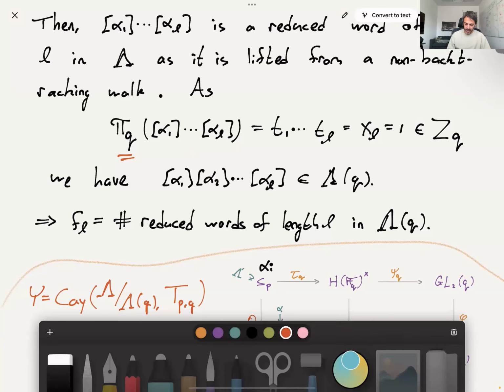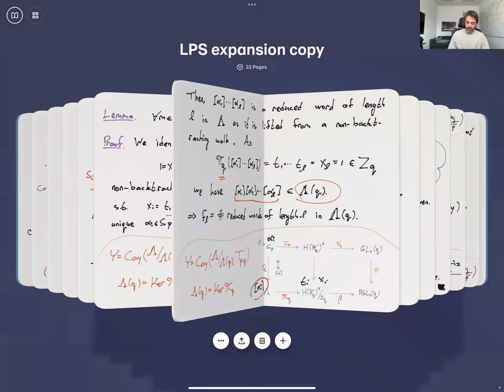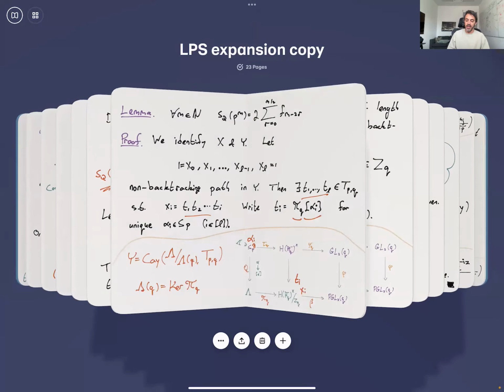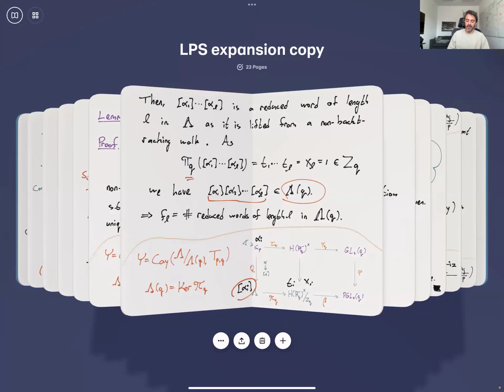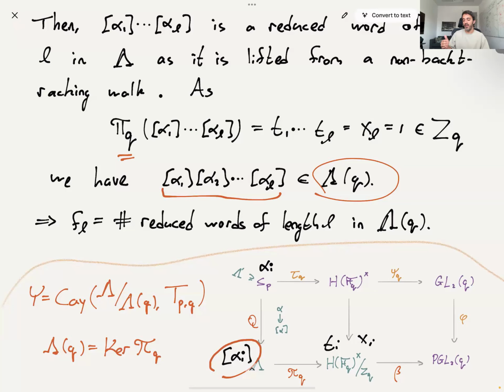So this means that this product is in lambda Q. It's in the kernel of the map PyQ. So what we just showed is that if you take a non-backtracking path in Y of length L, starting and ending at the same vertex, and the number of those is FL by definition, then you get a reduced word of length L in lambda Q.